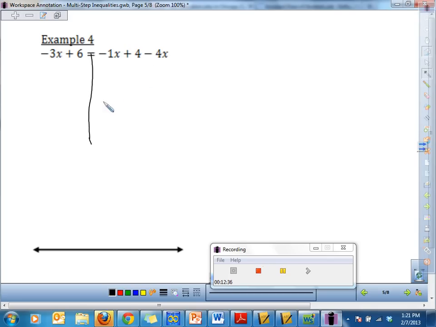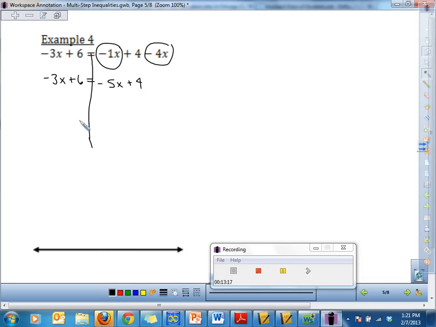Now, this is not an inequality sign. This is an equal sign. So I want you to notice that as we go forward. First thing we should do is ask, is there anything to simplify on the left? No, no distributing or like terms. On the right, yes, I notice I have some like terms. I have a negative 1x and a negative 4x. So I bring down my negative 3x plus 6. My equal sign, negative 1x plus negative 4x gives me a negative 5x plus 4.